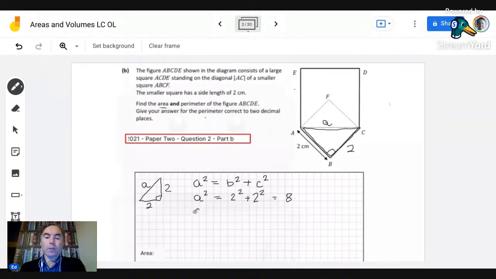Okay, so if a squared is equal to 8, then we can get the square root of both sides. And therefore, a is equal to the square root of 8. We don't need to put this in decimal places yet, because we need to get the final answer to two decimal places, and we will round it at the very end. All right, so let's put in the square root of 8 everywhere, up here and up here. If anybody has any questions, just let me know.